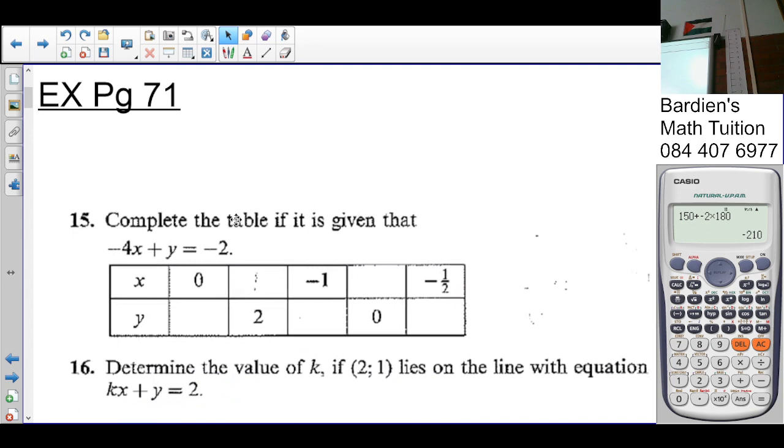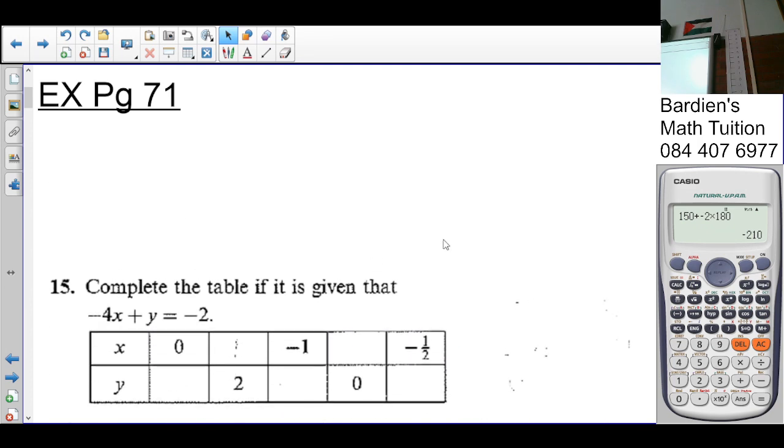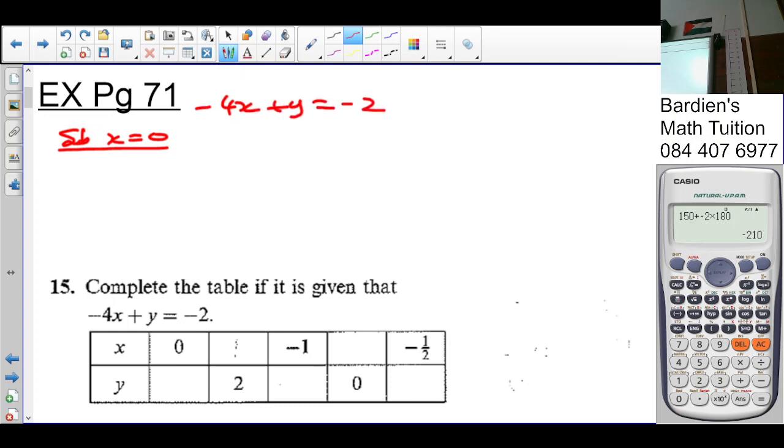Number 15 and 16. Number 15 says complete the table if it's given that. So from here, calculate your corresponding y value. Okay? You're given the x value of 0 here. So you substitute x is equal to 0 into the equation, which is minus 4x plus y equals negative 2. So wherever you see x, you put a 0. So negative 4 times 0 plus y is negative 2. That gets dropped. So y is negative 2.